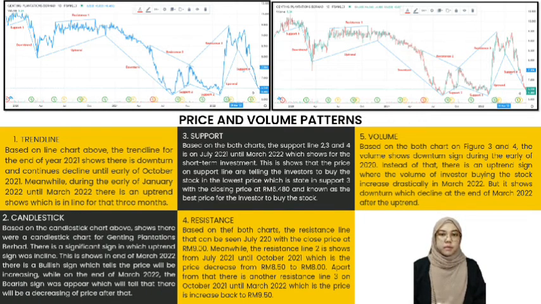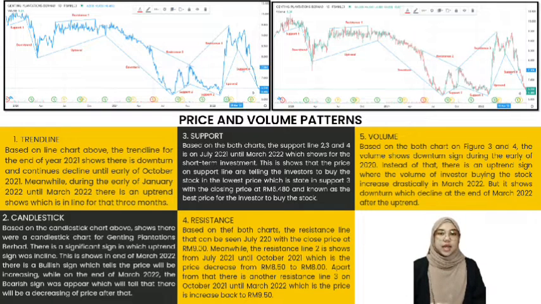First is trend line. Based on the line chart above, the trend line for the end of year 2021 shows there is a downturn and continuous decline until early October 2021. And from early January 2022 until March 2022, there is an uptrend which is in line for those 3 months. In candlestick, there is a significant sign in which the uptrend sign was inclined.